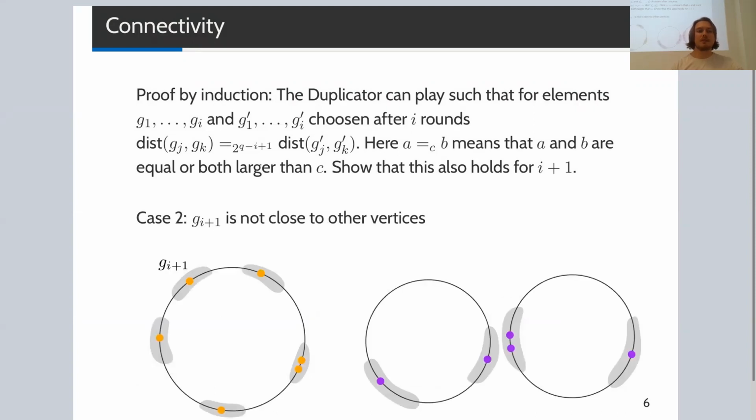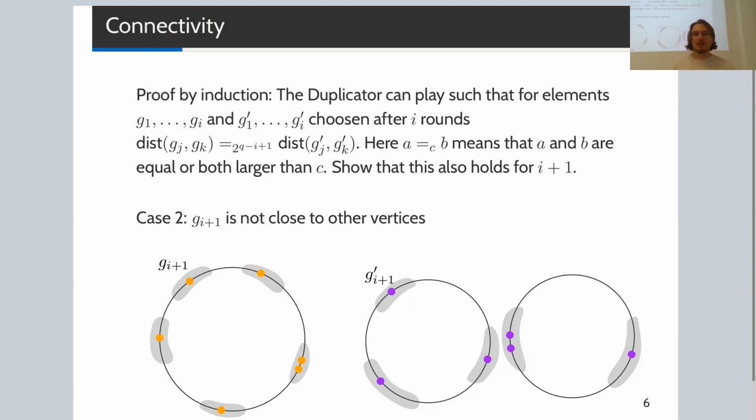And the second case is what happens if the element that the splitter chooses next, g_{i+1}, is not close to any other vertices. So as we see here in this picture, there are no other orange vertices within the gray area. Then we're going to use the fact that our circles are rather large. Because the circles are so large and we've only chosen i vertices, and the gray areas are also relatively small, there will be some free interval on the other graph. And within this free interval, we can place our vertex g'_{i+1}. So this is where we exploit the structure, the fact that the circles are large enough that there will always be a free slot somewhere. And this finishes the case distinction.